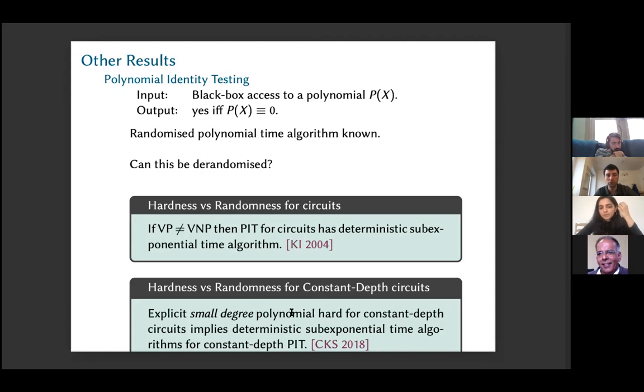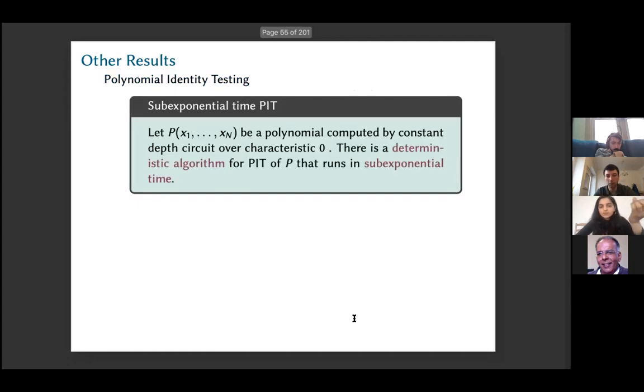So this was already known. And now we were able to prove the lower bound. We were able to prove the if part of the statement. We were able to show that there exist explicit small degree polynomials that are hard to compute for constant depth circuits. So overall, our result also implies that there are deterministic algorithms for PIT for this class of circuits. If a polynomial is computable by constant depth circuits, then the PIT problem for them is solvable deterministically.